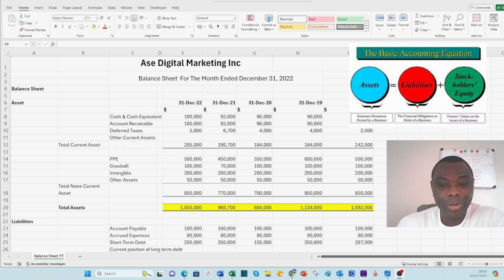Now, without further rambling, let's dive into our balance sheet. As you can see on the screen, that is a balance sheet. Of course, a balance sheet is at a point in time, and I've prepared this balance sheet just as an example for 5 years in a row, but it's at a point in time.